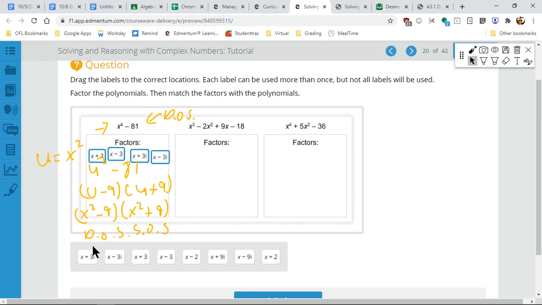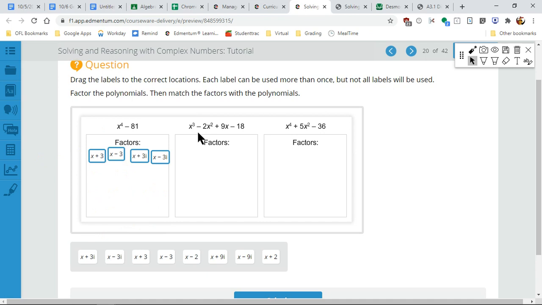So this is just using the DOTS and the SOS and the U substitution. There's a lot going on here. Now this one, guess what? This is a cubic with 4 terms. They want us to do factor by grouping.